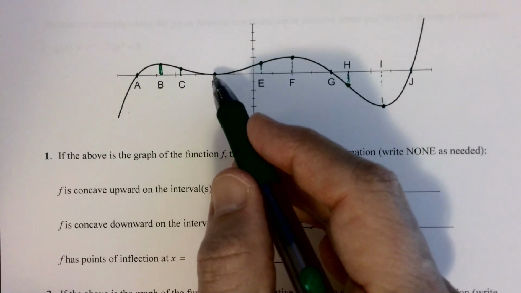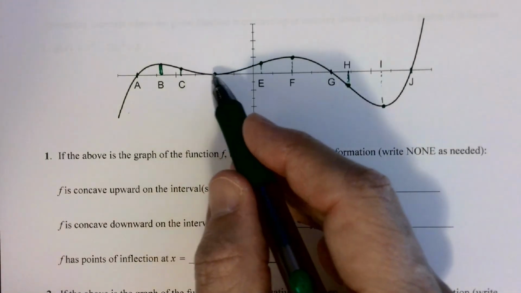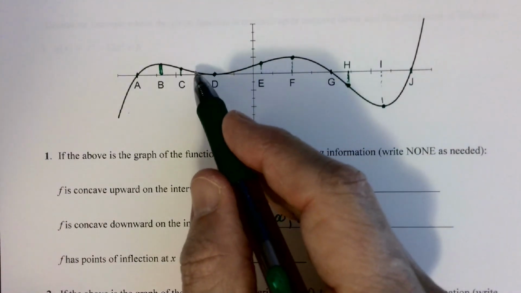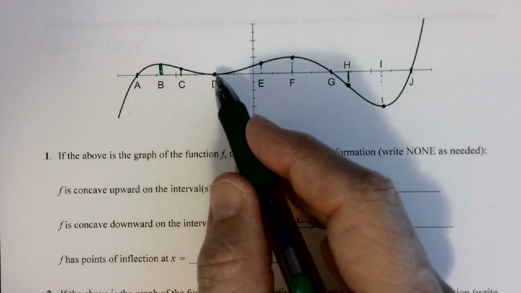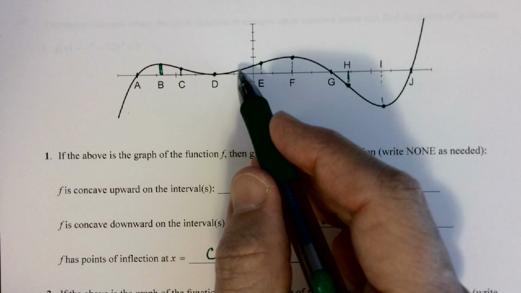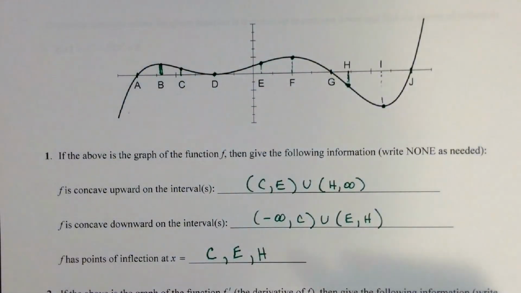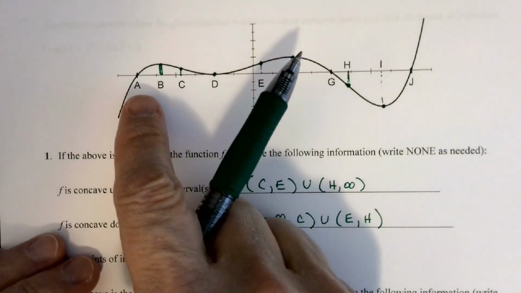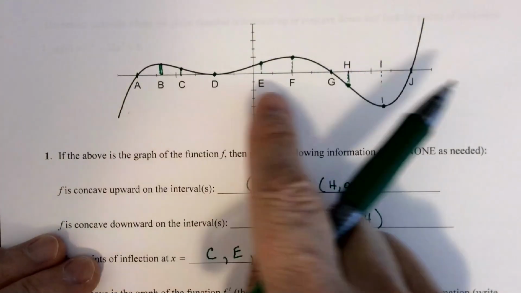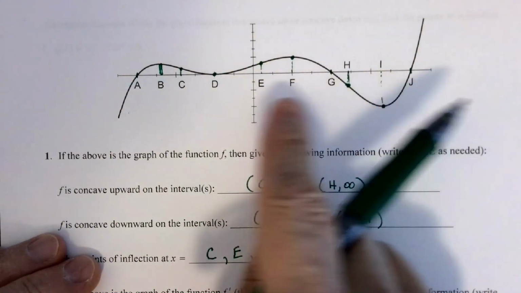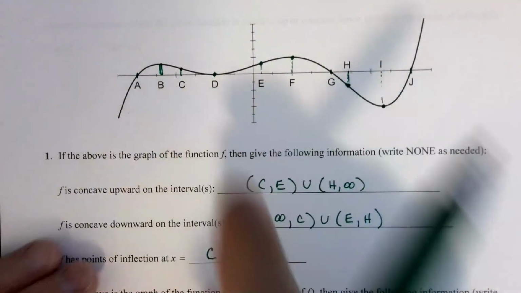D, do we change sign there? No. Positive on one side, positive on the other. So we're concave up when the second derivative is positive, less than D, and then we're still concave up. So D is not a point of inflection. That's real important because a lot of students will just say, oh, inflection points are just where the second derivative is 0. And that's not true. It has to have a change in sign of the second derivative.